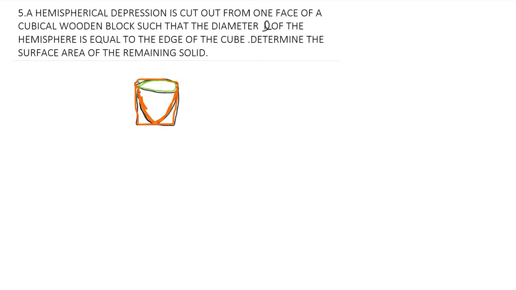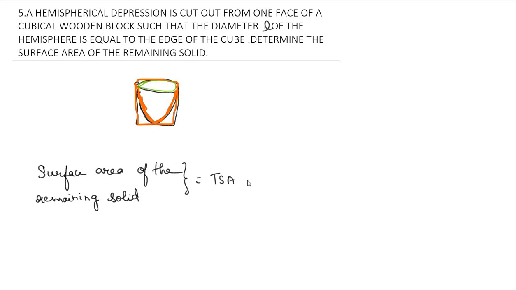So how will I write this? The surface area of this remaining solid is equal to TSA of a cube minus the circular part of the hemisphere that we are subtracting, so the area of a circle, plus CSA of hemisphere.